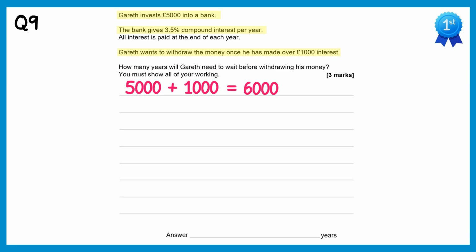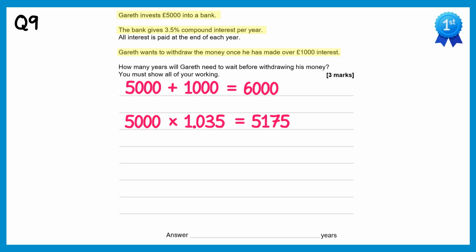So let's work out the amount of money he has for the first year. We would do 5,000, the amount of money he invests, times a multiplier for a 3.5% compound interest. Now a 3.5% compound interest is a multiplier of 1.035. So if we do this for the first year, we just multiply it by that, and your calculator will give you this number here. So at the moment we're nowhere near 6,000, so it's definitely not 1 year.